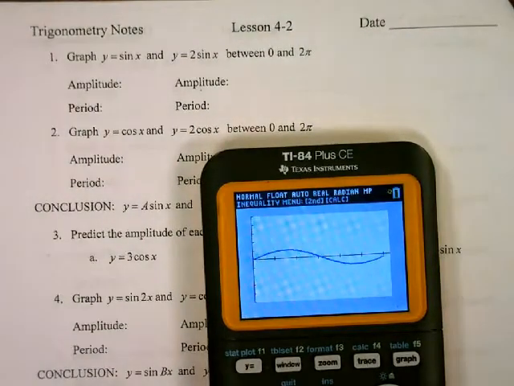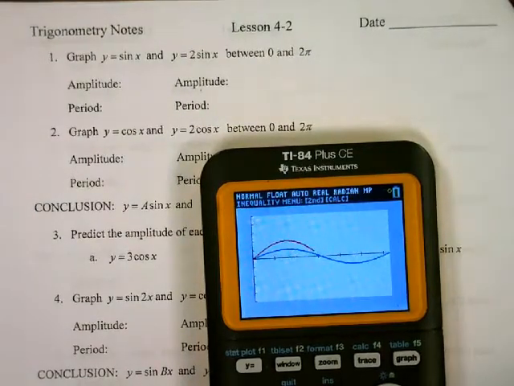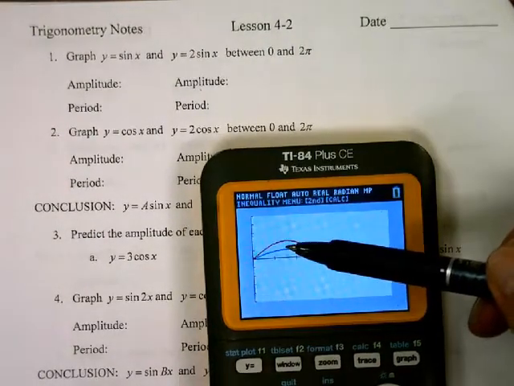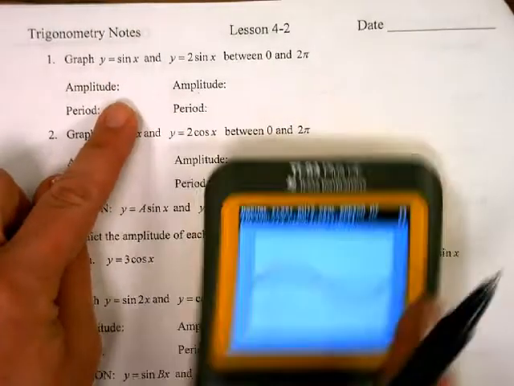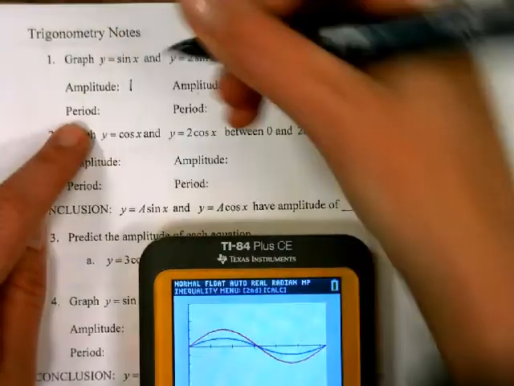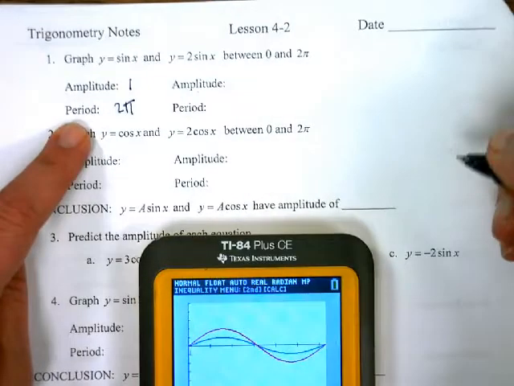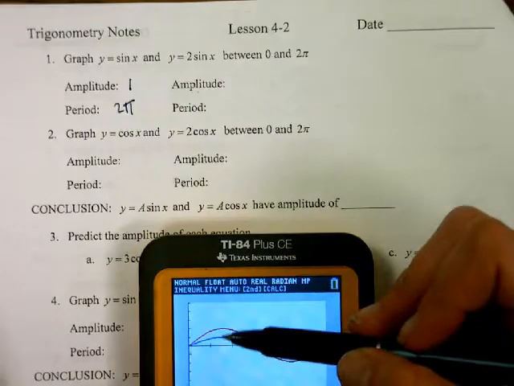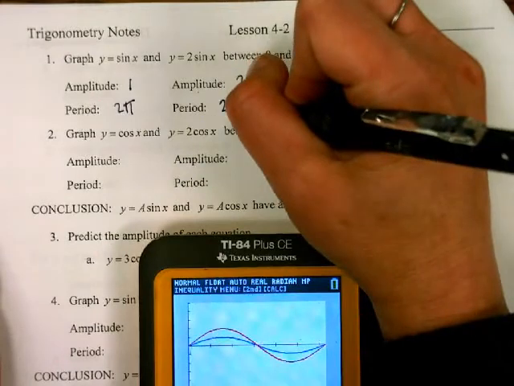So that's the first one. There's sine of x. That's the one that we graphed last time. And this pink one here is going to be 2 times the sine of x. Okay, so remember my amplitude is the distance from here up to here. On this original one, the blue one, the amplitude was 1, and it repeated when I got to 2 pi. On the other one, the amplitude changed, and now my amplitude is 2. But my period is still 2 pi.